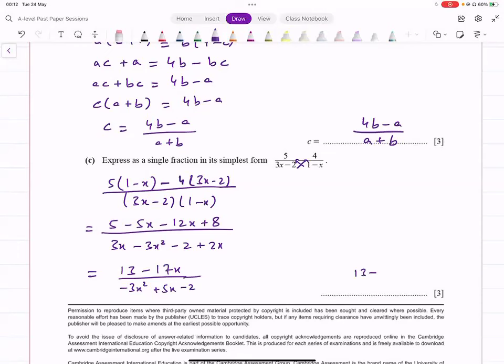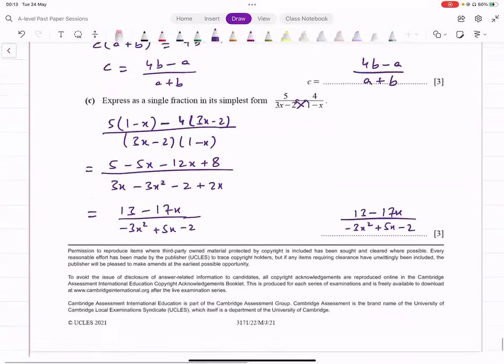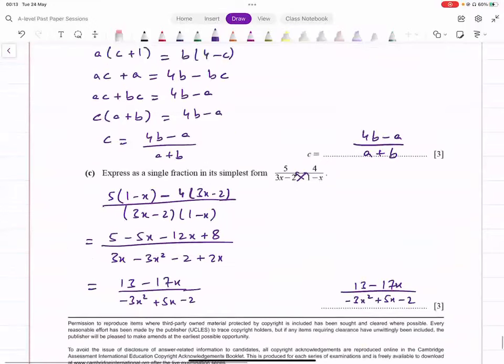And that's your final result here. That's 13 minus 17x divided by minus 3x squared plus 5x minus 2. And that's going to be your final result here. And that's the end of the paper.